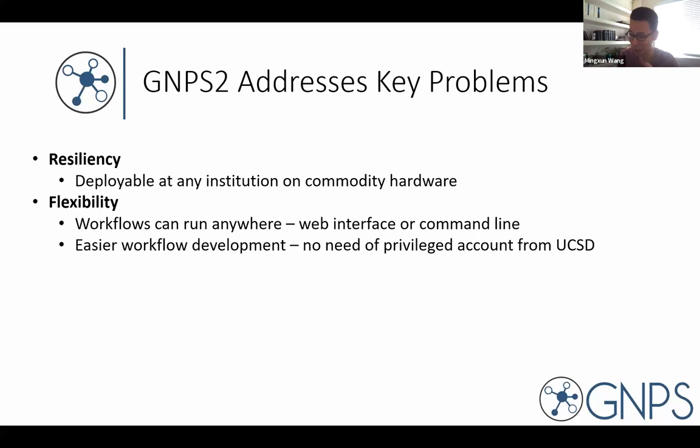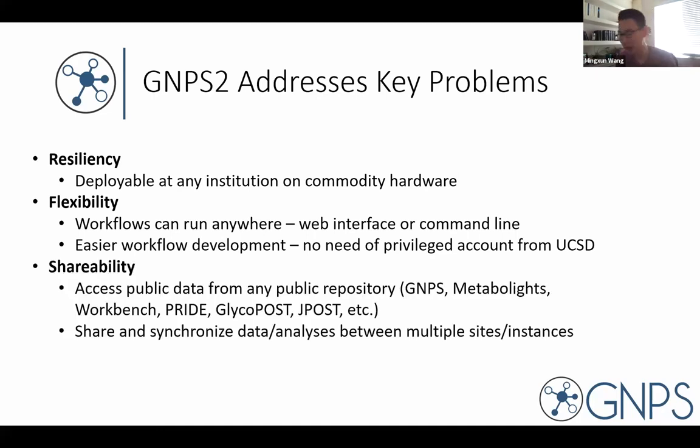Just as an FYI, you don't need to be an employee of UCSD in order to do this anymore. It enables, we hope, more shareability. We can access public data not just from UCSD resources, but from any public mass spec repository from anywhere in the world, from metabolomics, proteomics, glycomics, things like that. And also, if we have multiple versions of GNPS2 running, we can easily push results from one server to the other and share them amongst the community, again, for more resiliency.